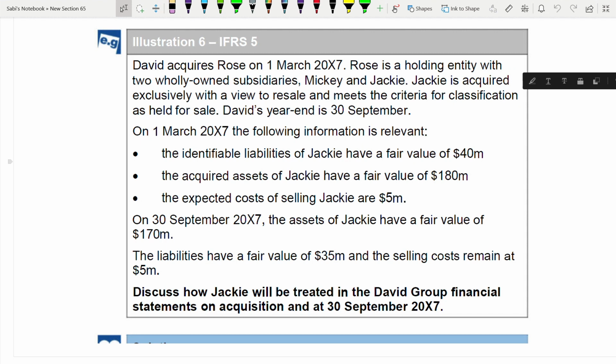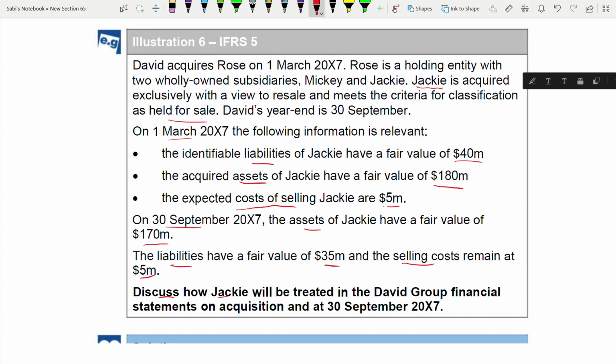So this question is about IFRS 5. Jackie meets the criteria to be classified as held for sale. Now they have given you the assets and the liabilities and the selling cost. The requirement says discuss how Jackie will be treated in the group financial statements. On 31st March, liabilities were 40, assets were 180, expected cost of selling is 5 million. And on 30th September, assets are 170, liabilities are 35, and selling cost again is 5.